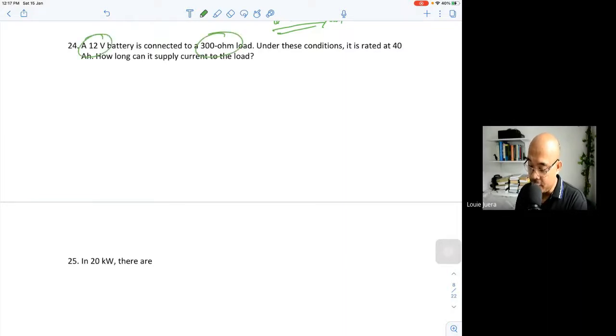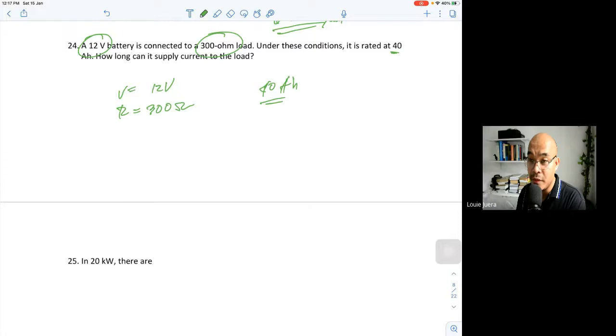And then, so let's put some values here. The voltage is equal to 12 volts. Okay, and then the resistance is equal to 300 ohms. Okay, and then we have here 40 ampere hour, the charge. Okay, how long will it supply to the load?